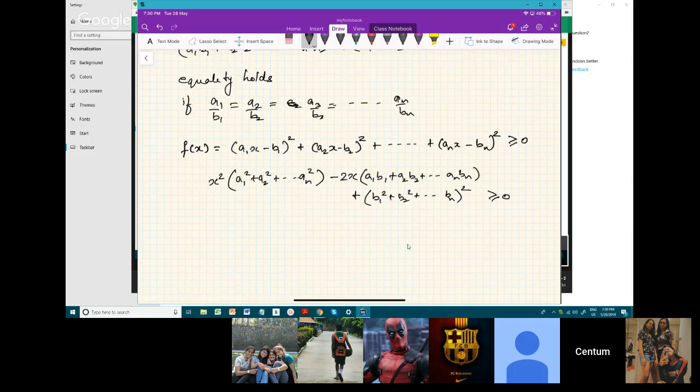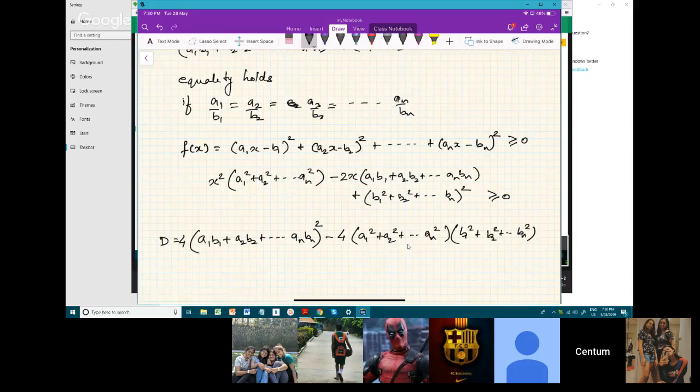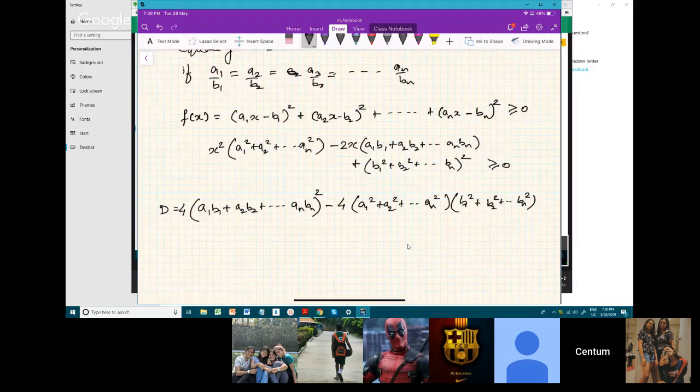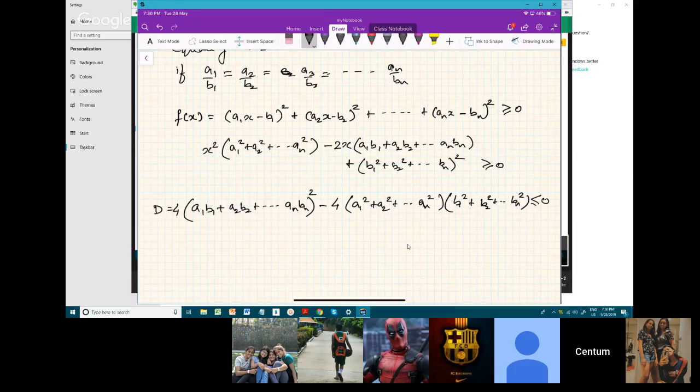So that means the discriminant of this must also be, sorry, less than or equal to 0. So what is the discriminant here? Discriminant clearly is D equal to (a1b1 plus a2b2 plus dot dot dot anbn) whole square minus 4 times ac. Sir, I think you forgot the coefficient of minus 2 for b. Sorry, so this is 4, right? So b square, and thanks for correcting. And ac will be (a1 square plus a2 square plus dot dot dot an square) times (b1 square plus dot dot dot bn square). So this is my D, and this must be less than or equal to 0. So it automatically proves the theorem.